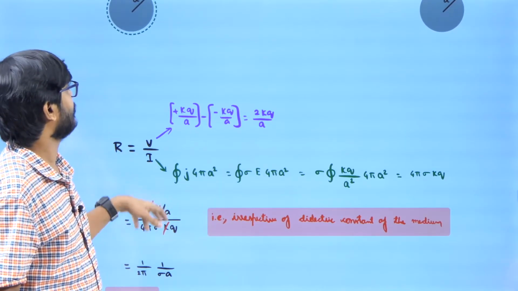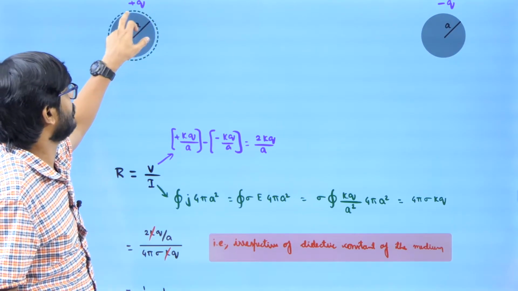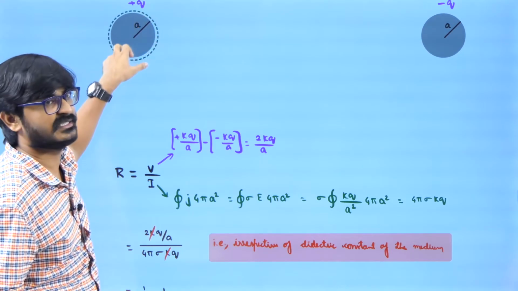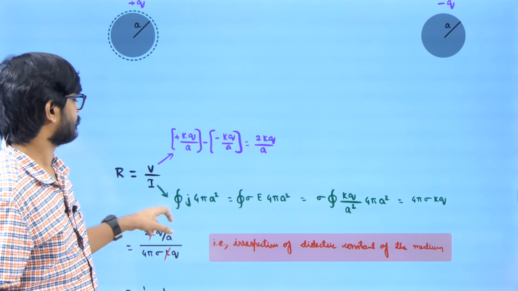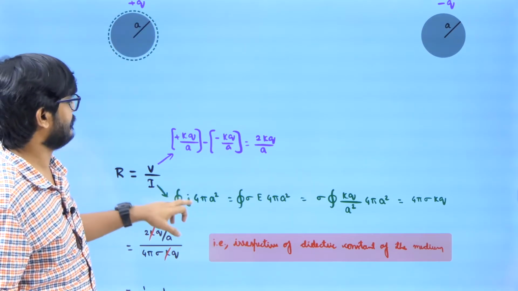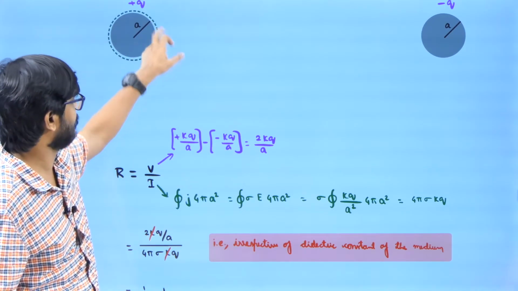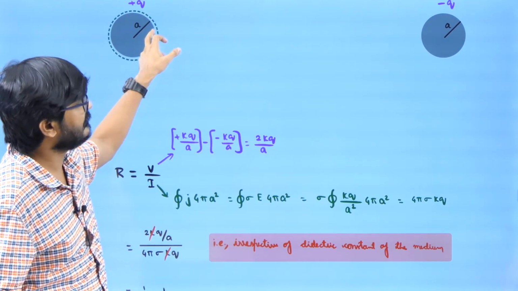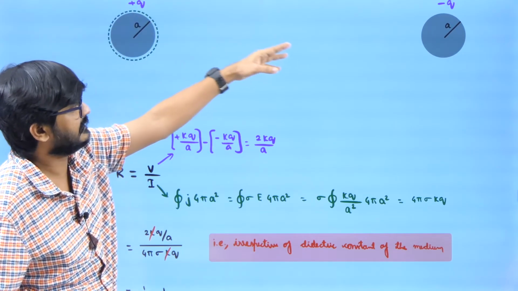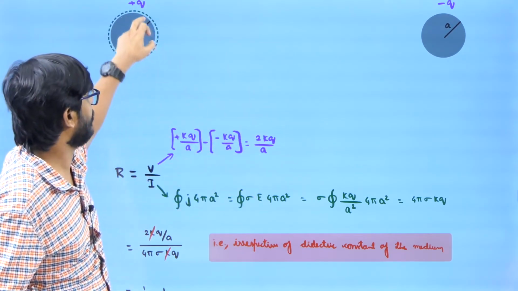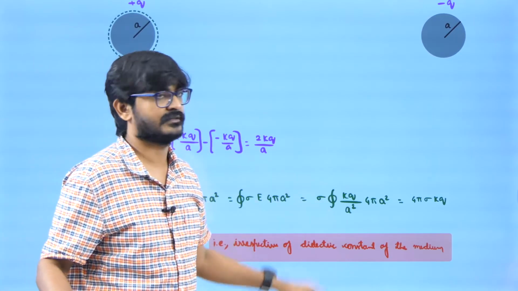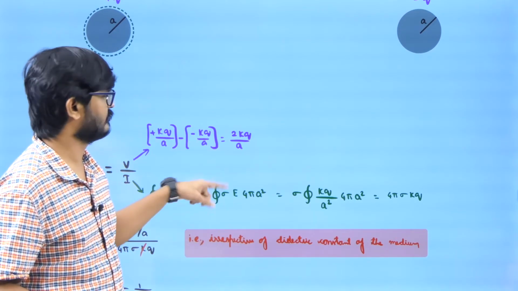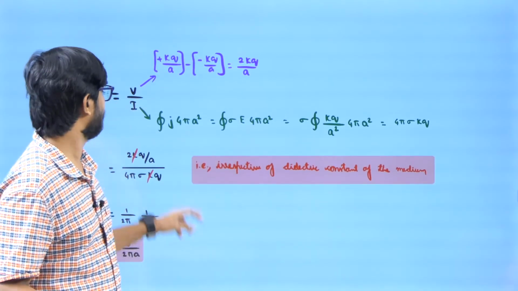Now I need to find the current. If I want to find the current, I am taking one Gaussian surface just outside this sphere. So current is current density times 4 pi times that radius squared, which is A squared. Current density is sigma times the electric field. Electric field here will be because of majorly this charge only. That won't be contributing that much. So electric field I can write as kq by A squared, which after cancelling you will be getting this one. Now when you divide both of them, k is getting cancelled.